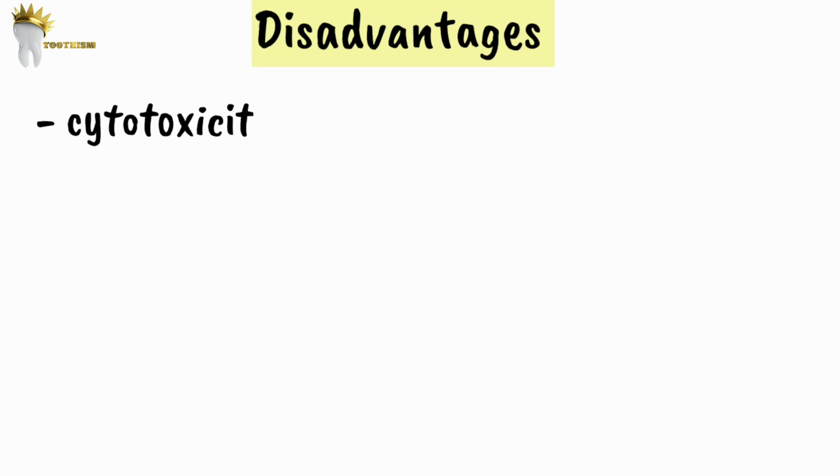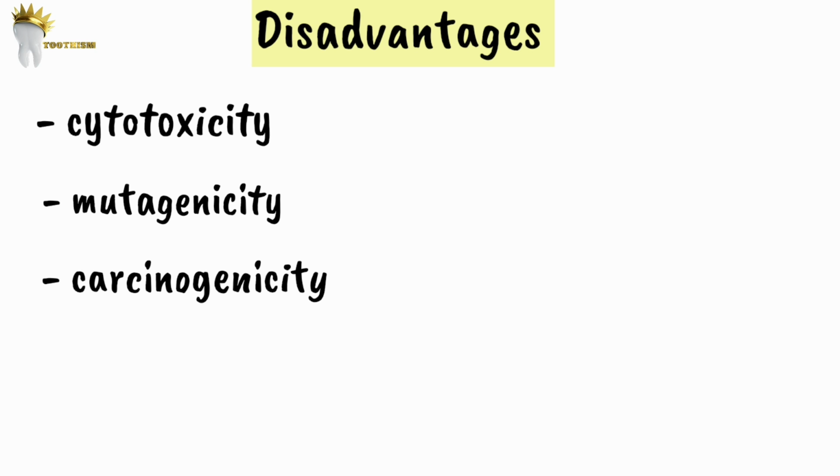So, formocresol and formaldehyde have been shown to be cytotoxic, mutagenic and carcinogenic in nature. Now, what does it mean? Cytotoxic means toxic to the living cells in the body. Mutagenic is a substance which can cause mutations in DNA, which further can cause certain diseases. One of them is cancer. And then comes carcinogenic, which simply means it is likely to cause cancer.